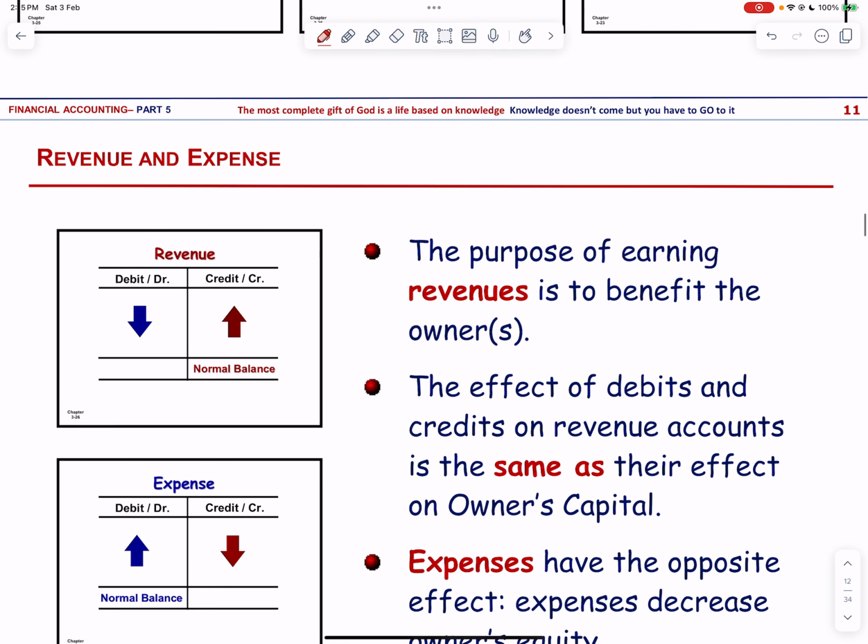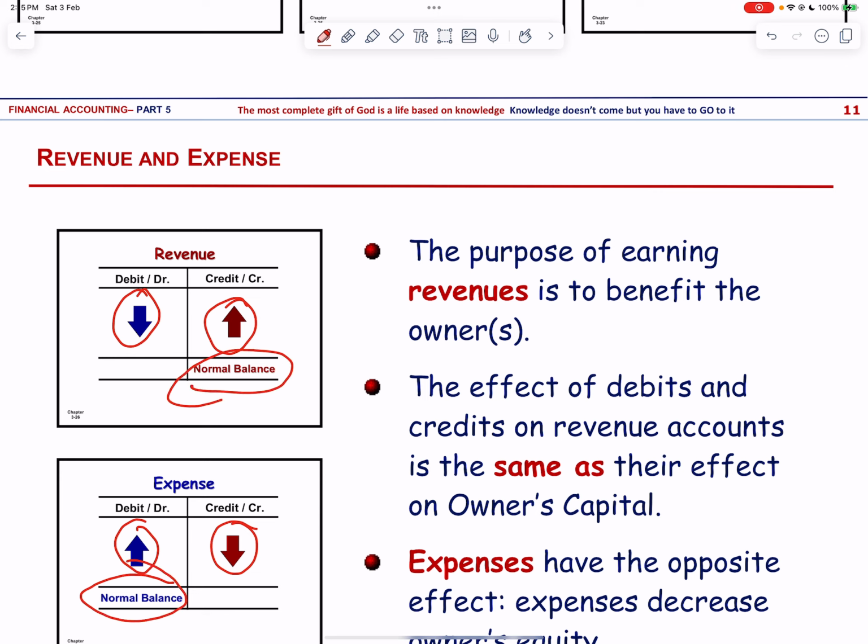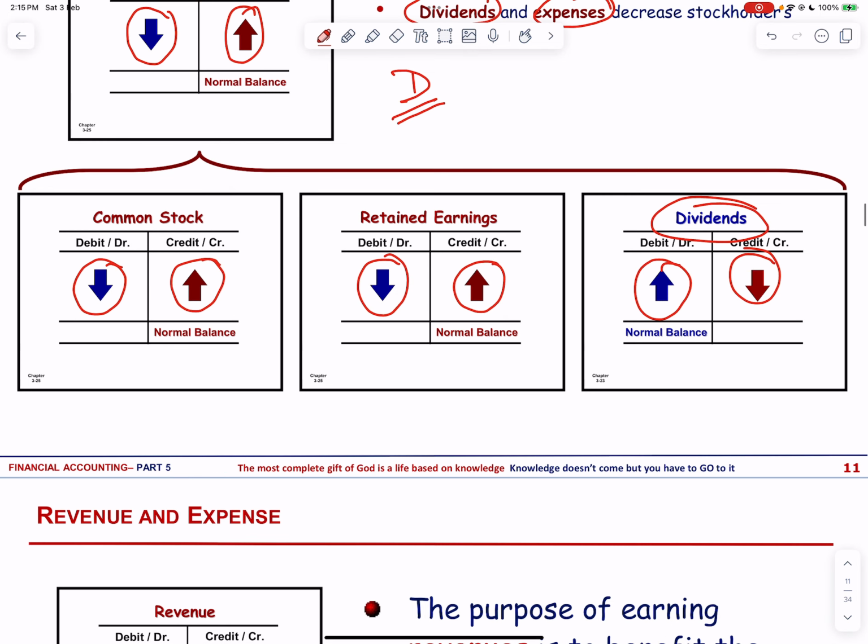Regarding revenues and expenses, revenue will increase stockholder equity and it is going to be credit, and a decrease will be debit. The rule for expenses is reversed. An increase will be debit and a decrease will be credit. Now you can see that for expenses, the normal balance is debit. For revenues, the normal balance is credit. For dividends, the normal balance is debit. For retained earnings, the normal balance is credit. And for common stock, the normal balance is credit.